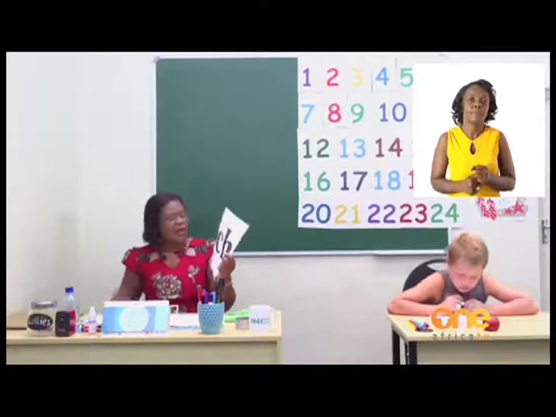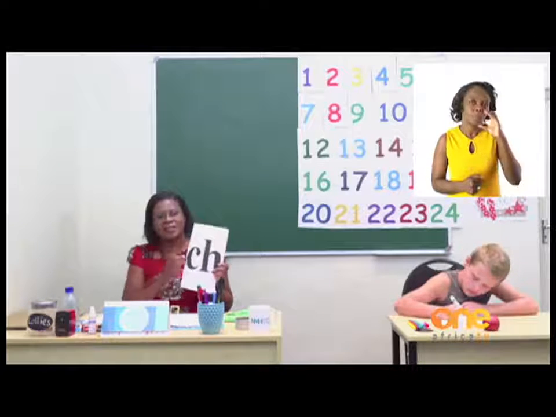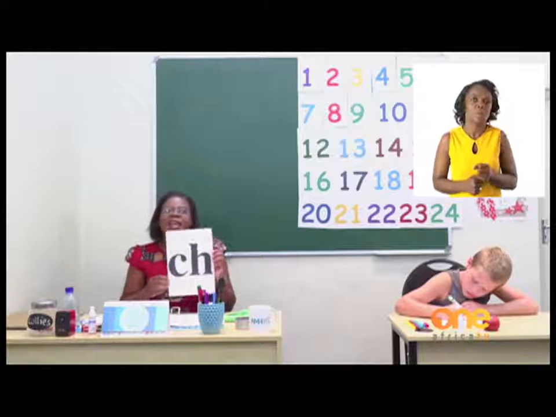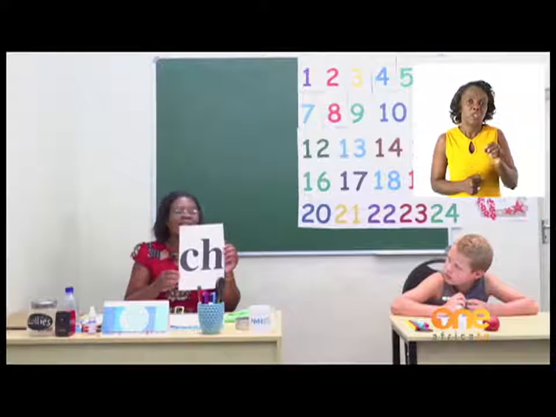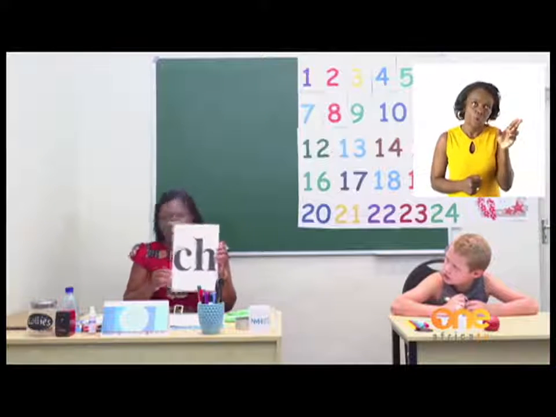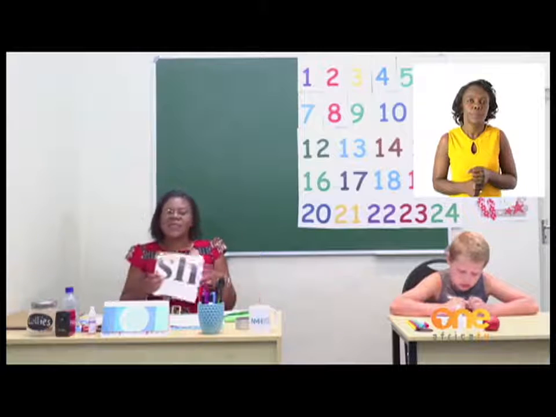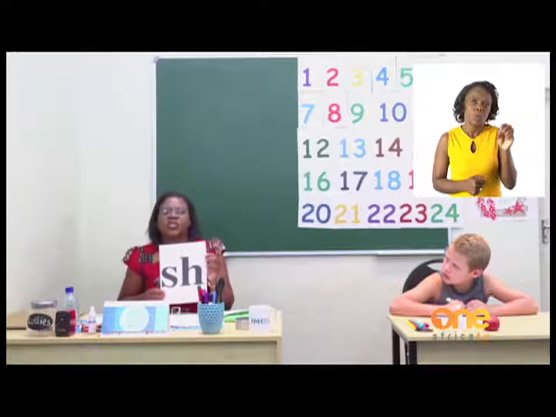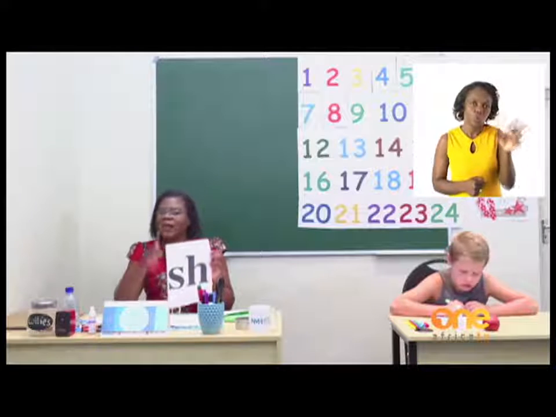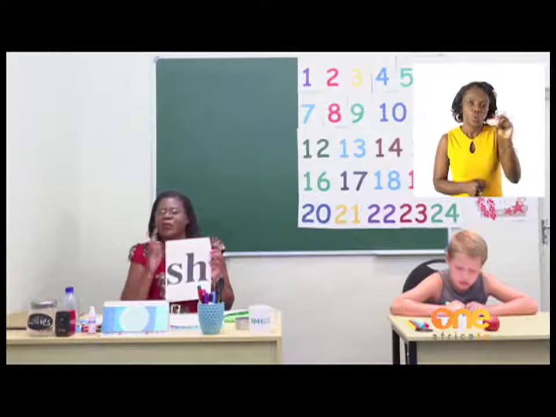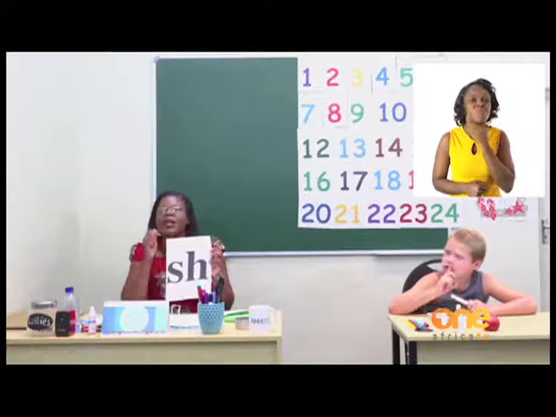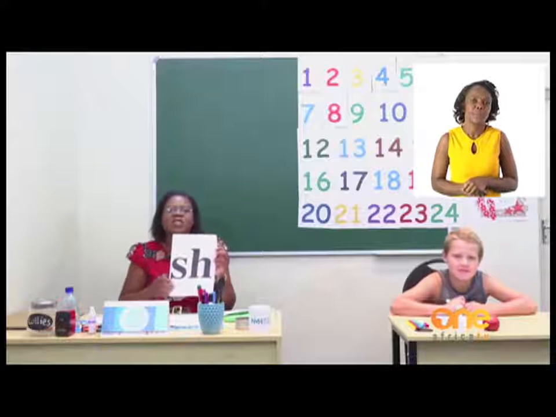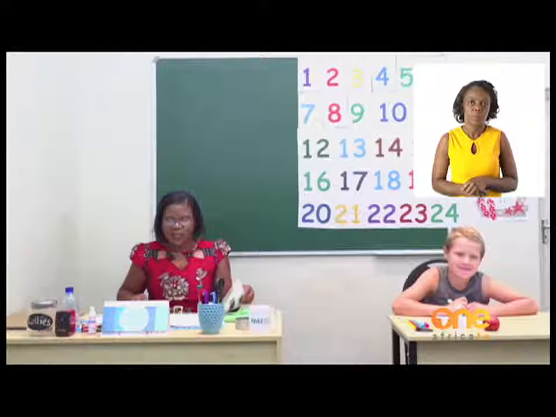Now, when the k and the h stand together, we say it's a ch. It's a ch. All right. But when the s and the h are together, we say sh. We say sh. Put your finger on your lip. It's a sh. S and the h. It's a sh. All right.